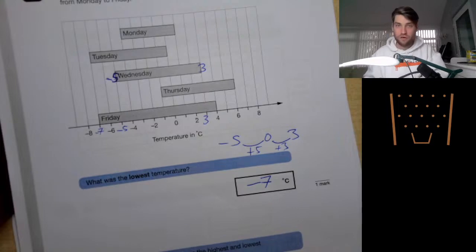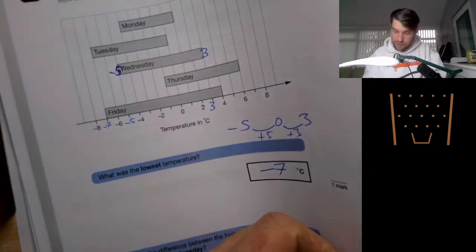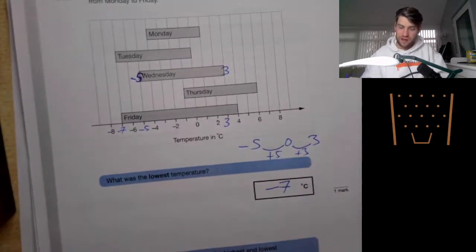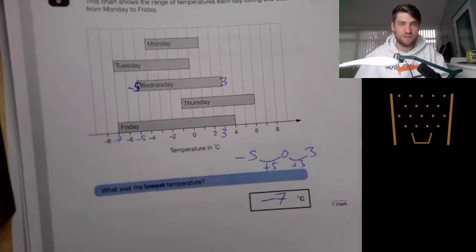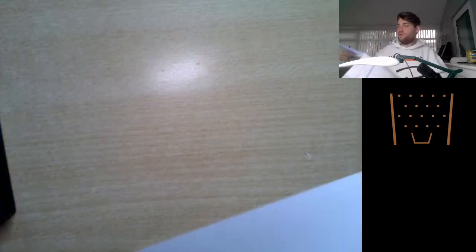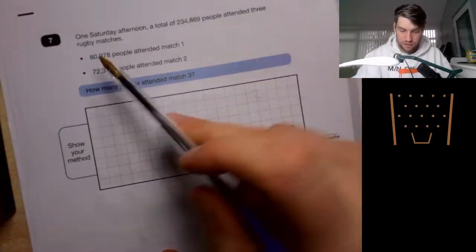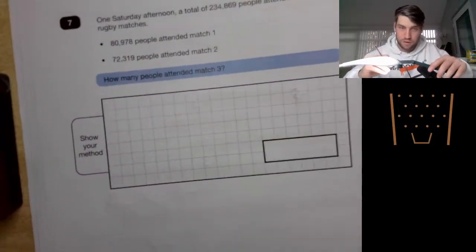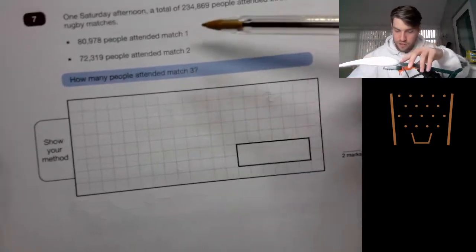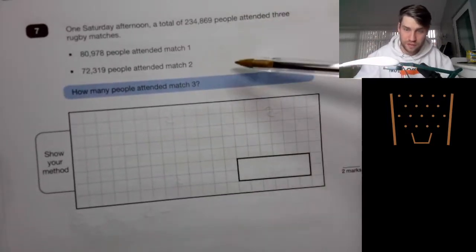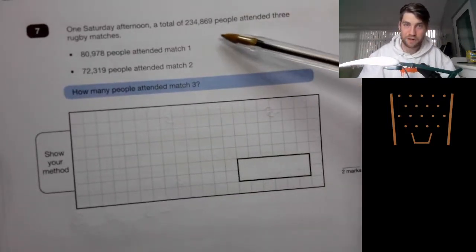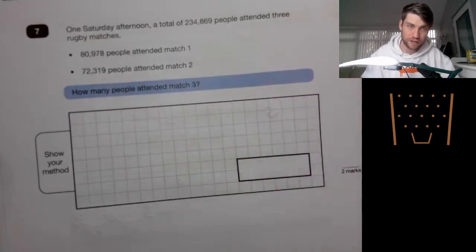Right, question number 7. Yeah, students normally do struggle with directed number, as it's called, or negative numbers, you might know it by. Oh, question 7. So one Saturday afternoon, I'll go a little bit closer here so you can see. A total of 234,869 people attended 3 rugby matches.